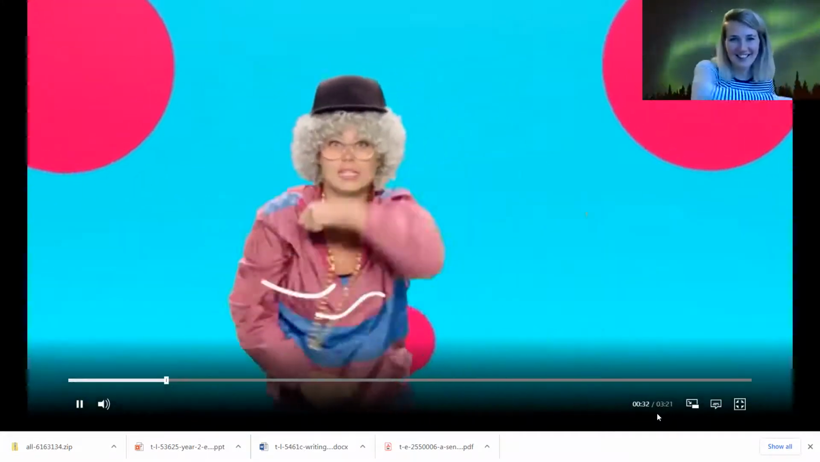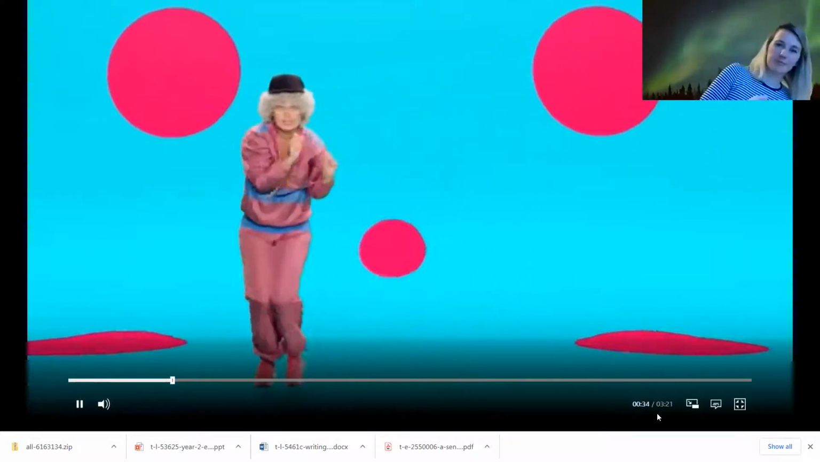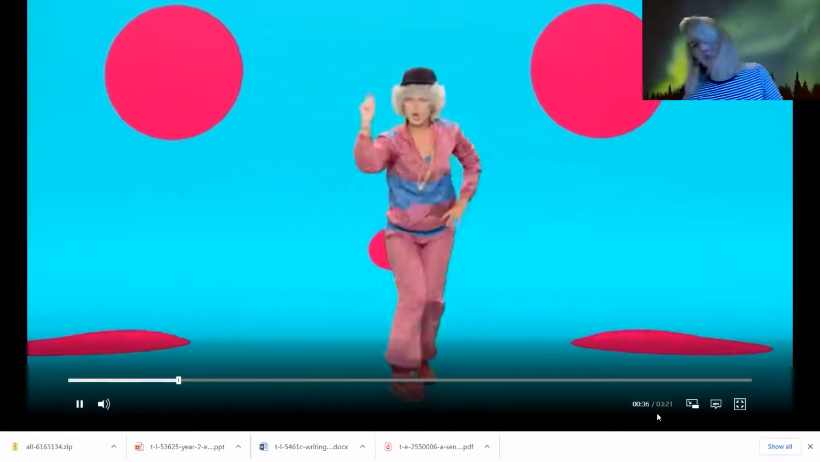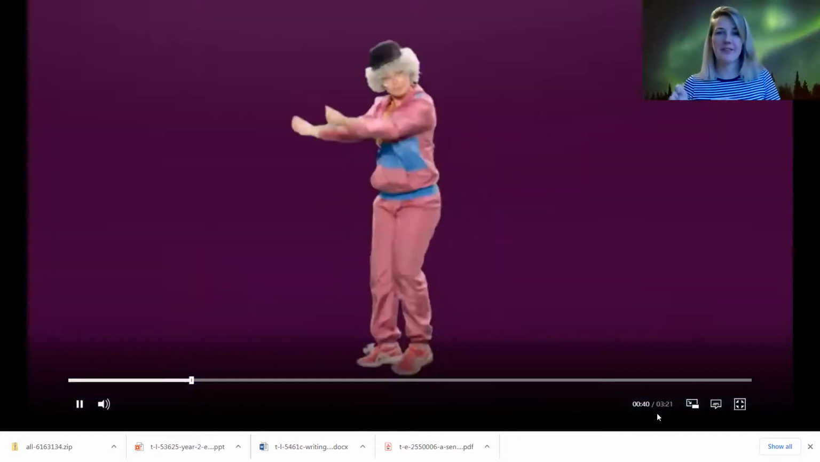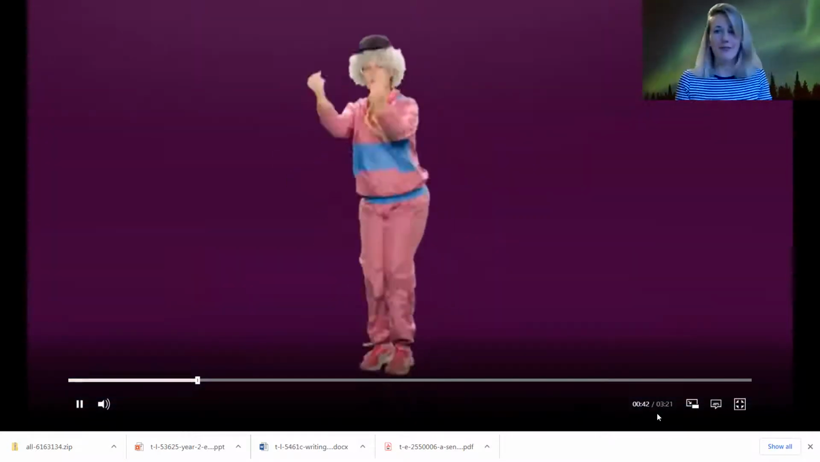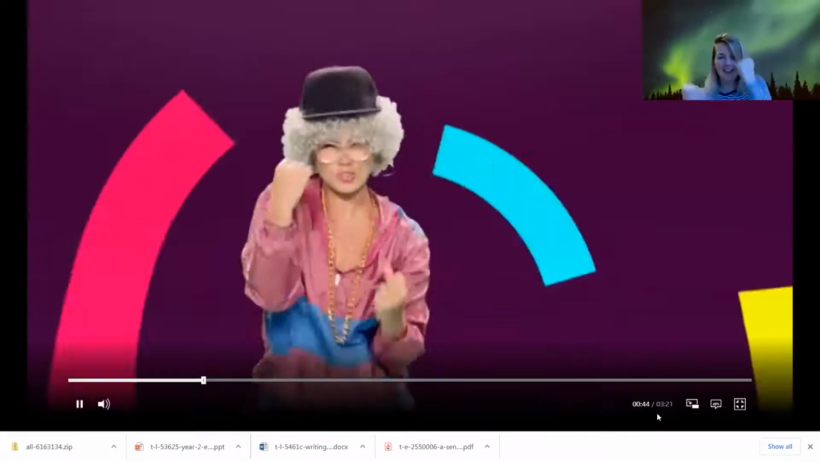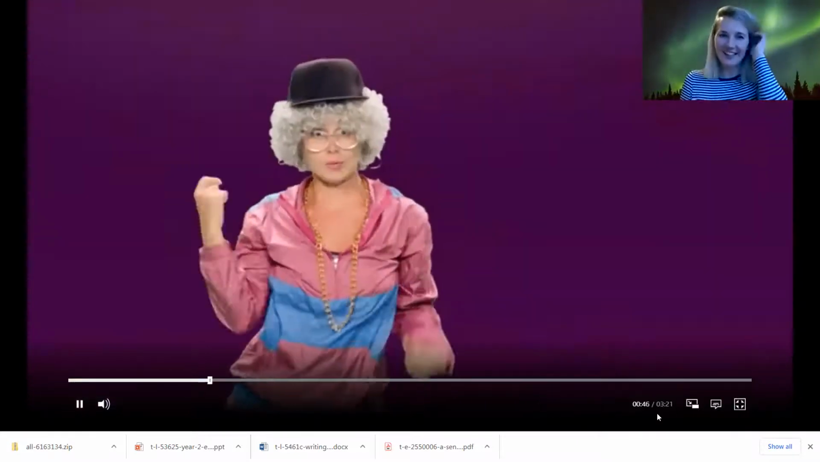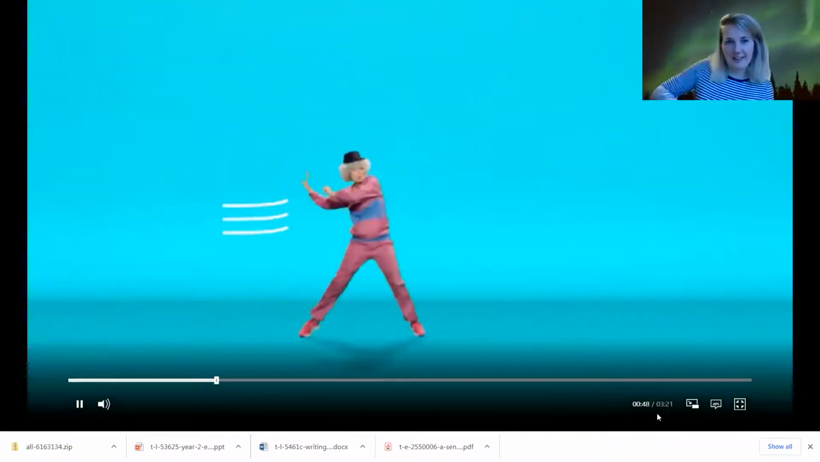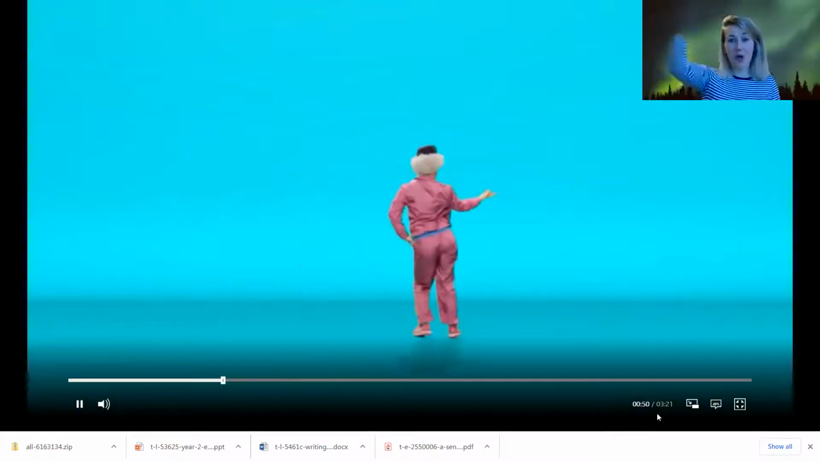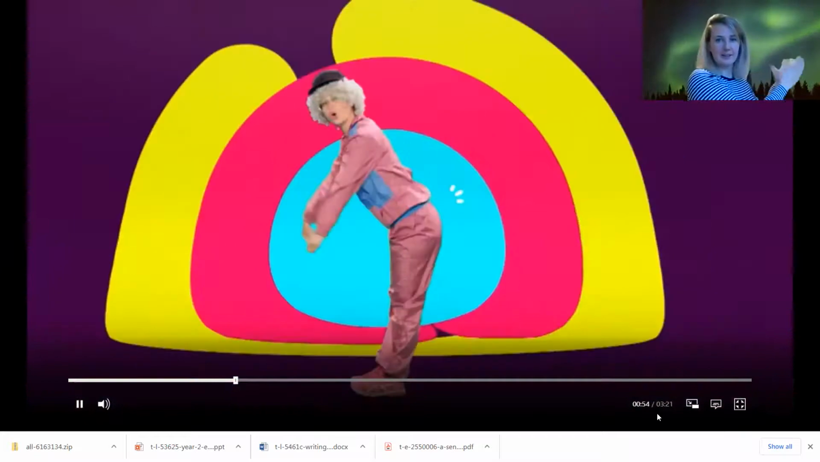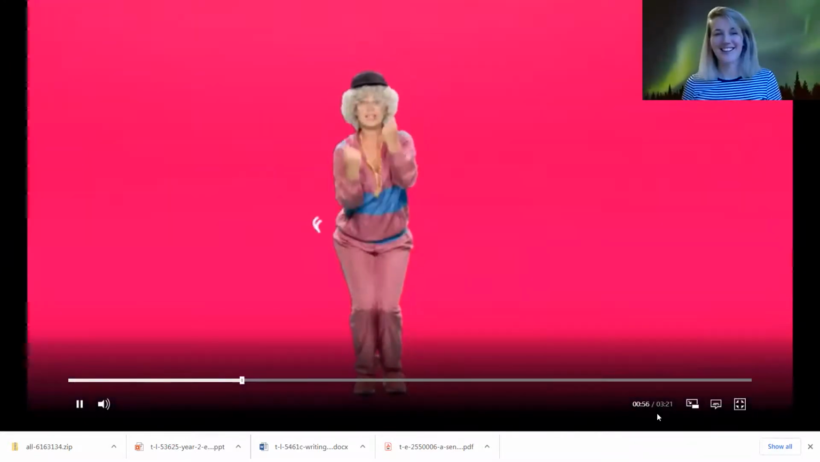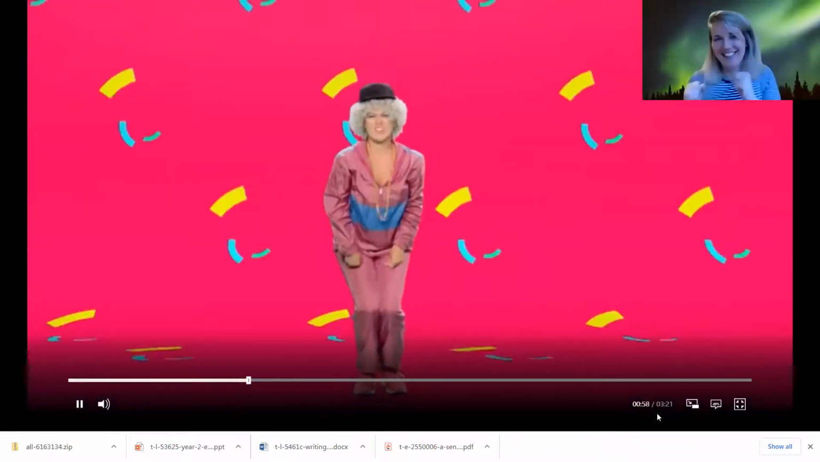Take one side step to the left. Take one side step to the right. Do a whole turn. You're doing all right. Turn a quarter to the left. Turn a quarter to the right. Do a little wiggle. You're doing it right. Take one side step to the left. One side step to the right. Do a whole turn. You're doing all right. Turn a quarter to the left. Turn a quarter to the right. Do a little wiggle. You're doing it right.